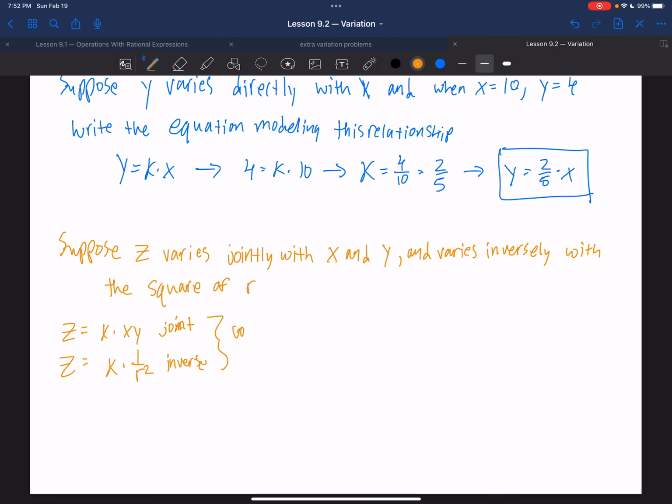This is called a combined variation, because two things are happening, right? There's a joint relationship and there's an inverse relationship. So really, z equals k times xy over r squared. And this describes both a joint relationship and inverse. This is called combined variation because I have more than one type of variation happening. It is both joint and inverse.